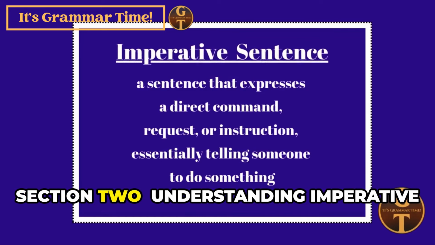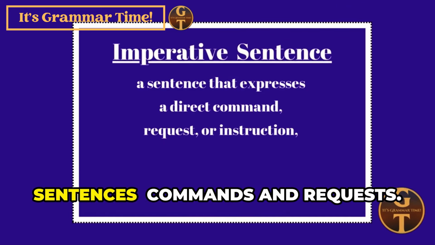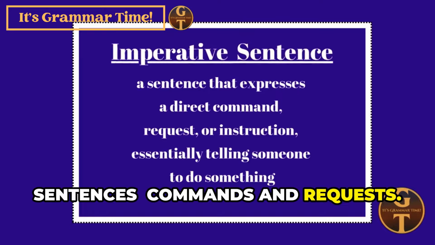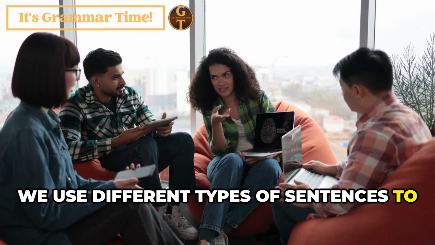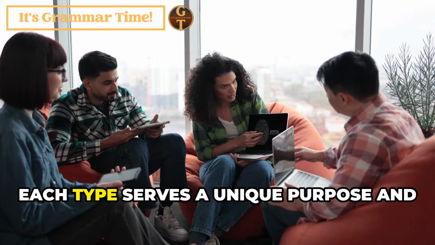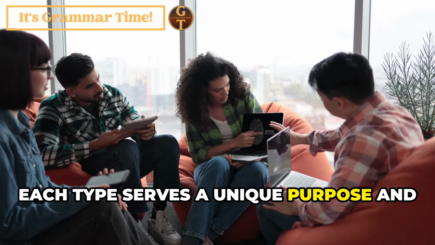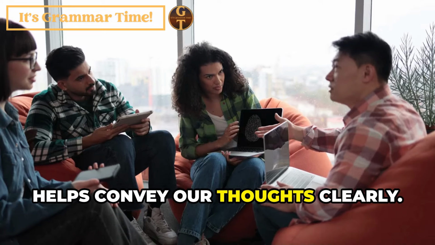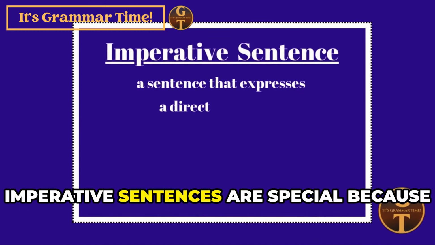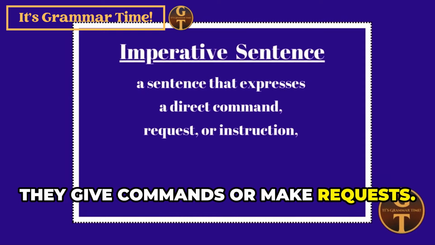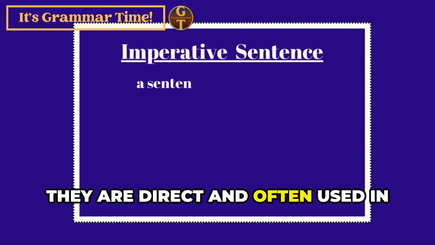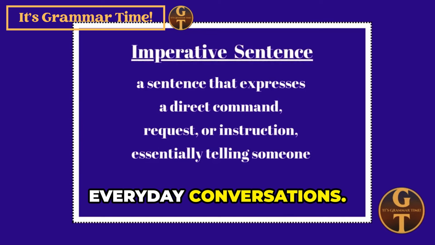Section 2. Understanding imperative sentences, commands and requests. In English, we use different types of sentences to express ourselves. Each type serves a unique purpose and helps convey our thoughts clearly. Imperative sentences are special because they give commands or make requests. They are direct and often used in everyday conversations.